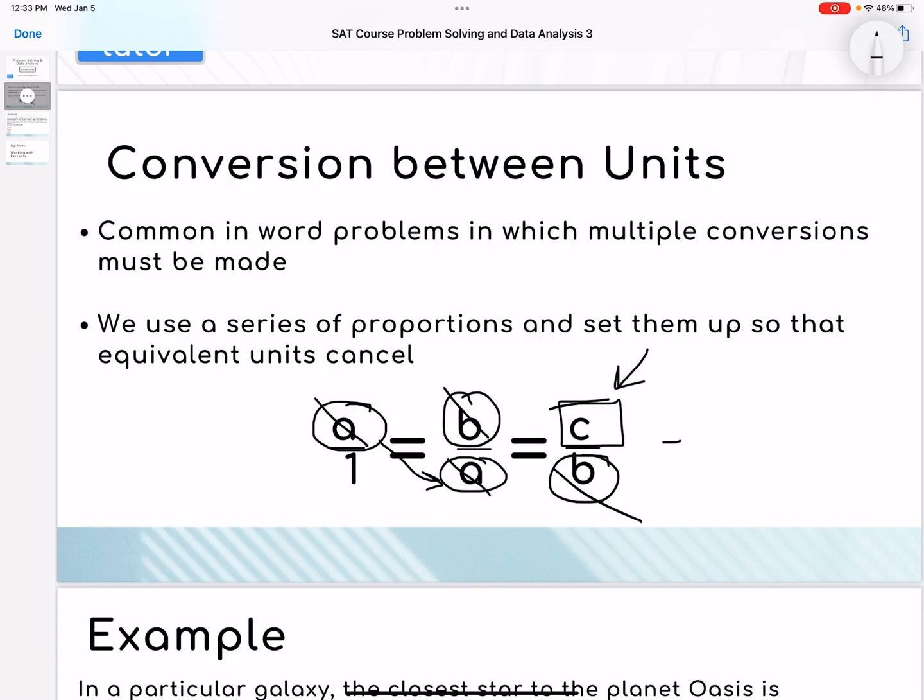And then, of course, we could keep it going, right? We could have D over C if we needed to make another conversion. Then the C's would cancel, and we would be left with the new unit. So that's the idea, is that our units, as we continue, will cancel so that we can end in whatever unit is desired. So let's go ahead and view an example of this.